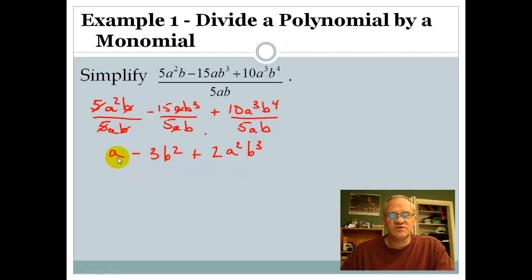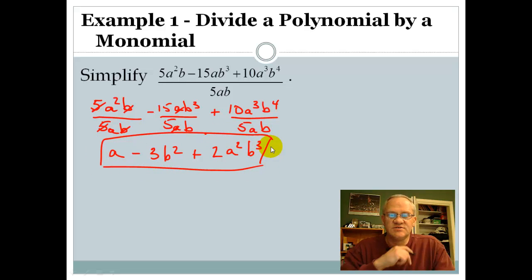If for any reason each one of these terms were like terms, where they had the same variable or variables and the same exponents, then you would go ahead and combine those like terms. But in this case, none of those are like terms, so we're going to stick with that as our answer.